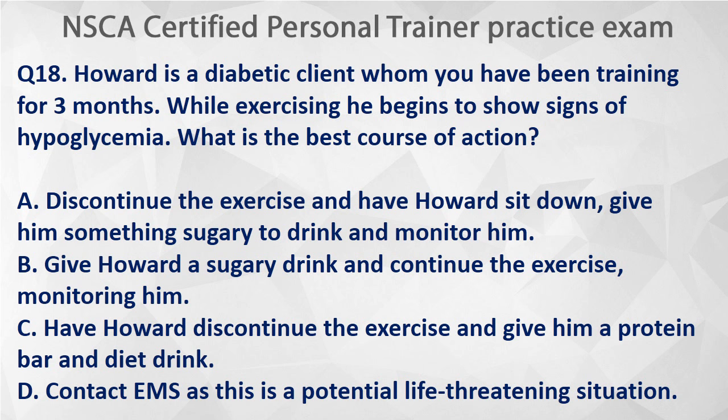Q18. Howard is a diabetic client whom you have been training for 3 months. While exercising he begins to show signs of hypoglycemia. What is the best course of action? A. Discontinue the exercise and have Howard sit down. Give him something sugary to drink and monitor him. B. Give Howard a sugary drink and continue the exercise, monitoring him. C. Have Howard discontinue the exercise and give him a protein bar and diet drink. D. Contact EMS as this is a potential life-threatening situation.